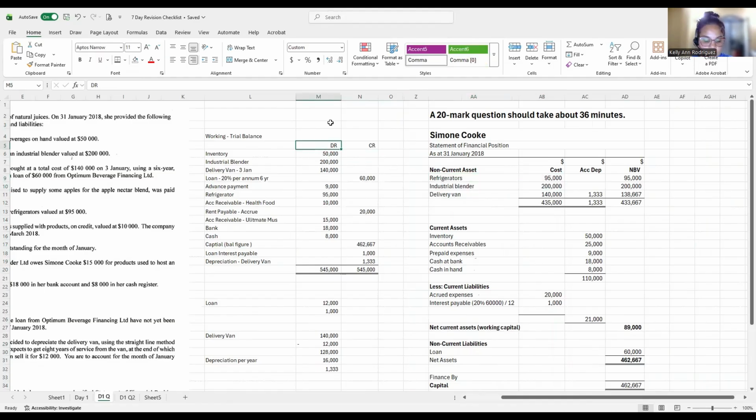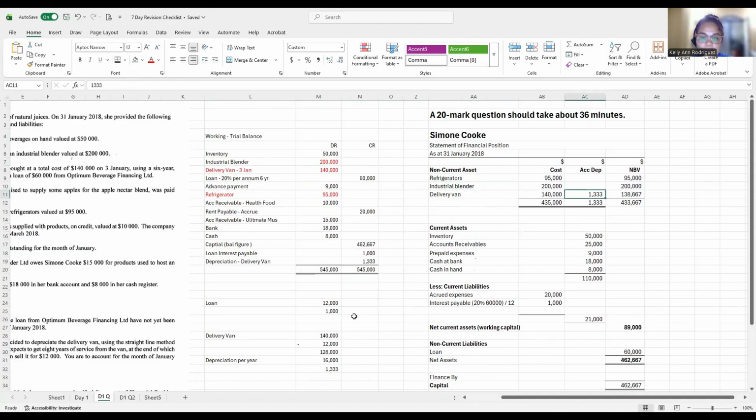And as you tick and go along, you can identify what is what, right? So your refrigerator, 95. You highlight that. What I like to do is to tick, but for some reason my pen is not working. Industrial blender, 200,000, so we use that. We include now the delivery van, for 140,000. So where's the delivery van? Here is the delivery van. So you tick that as you go along doing your question.